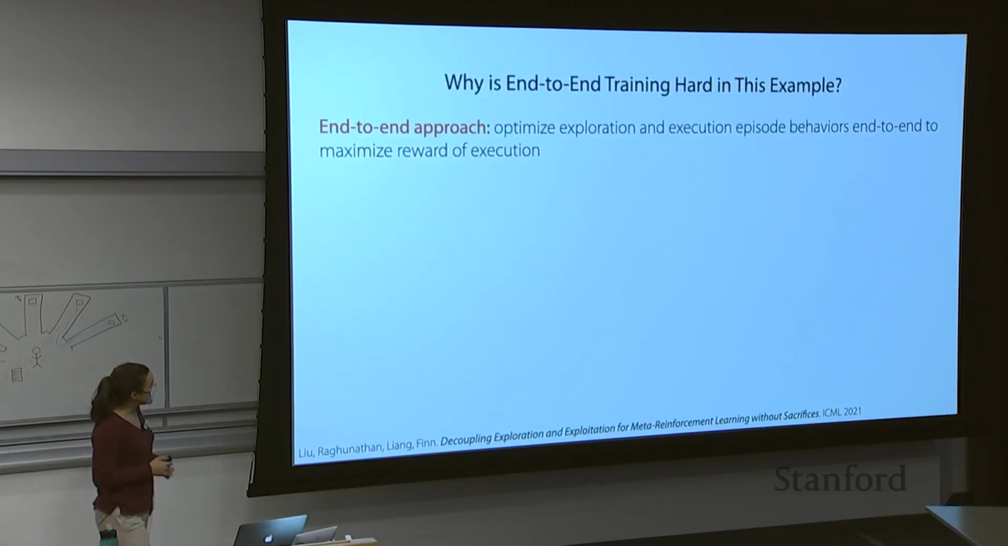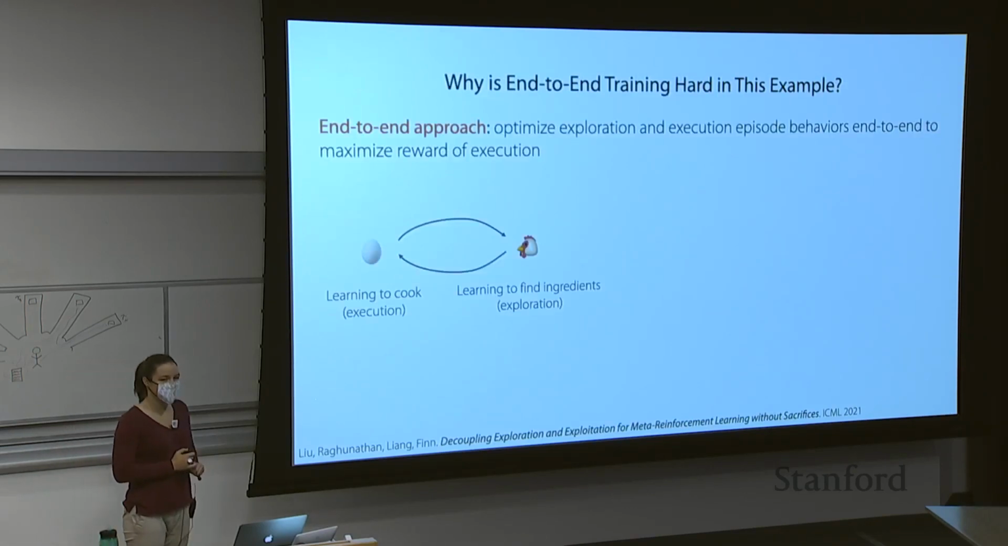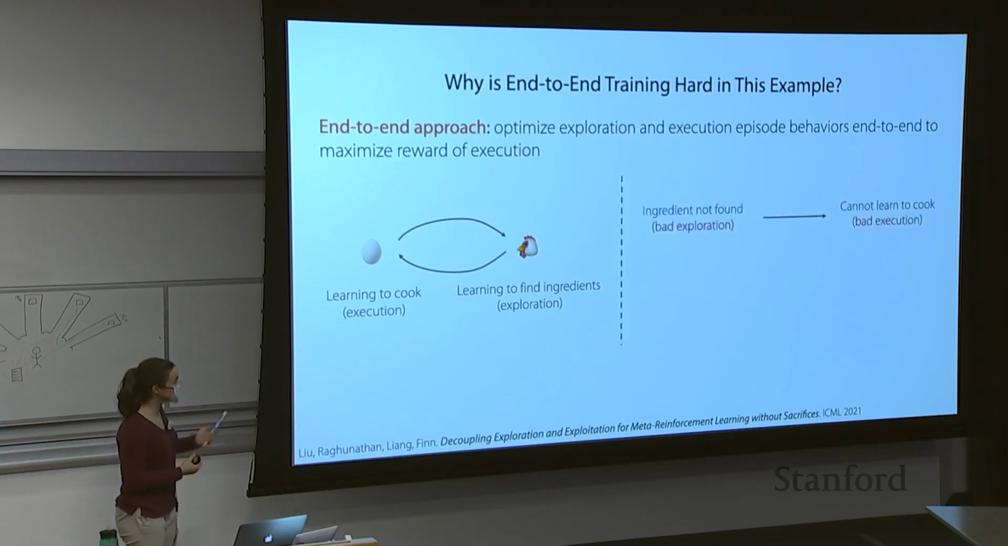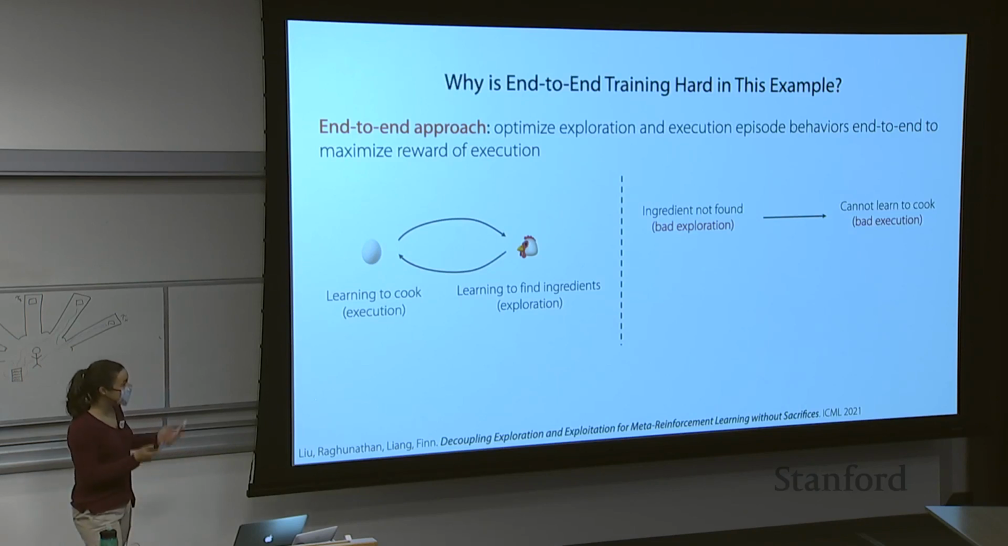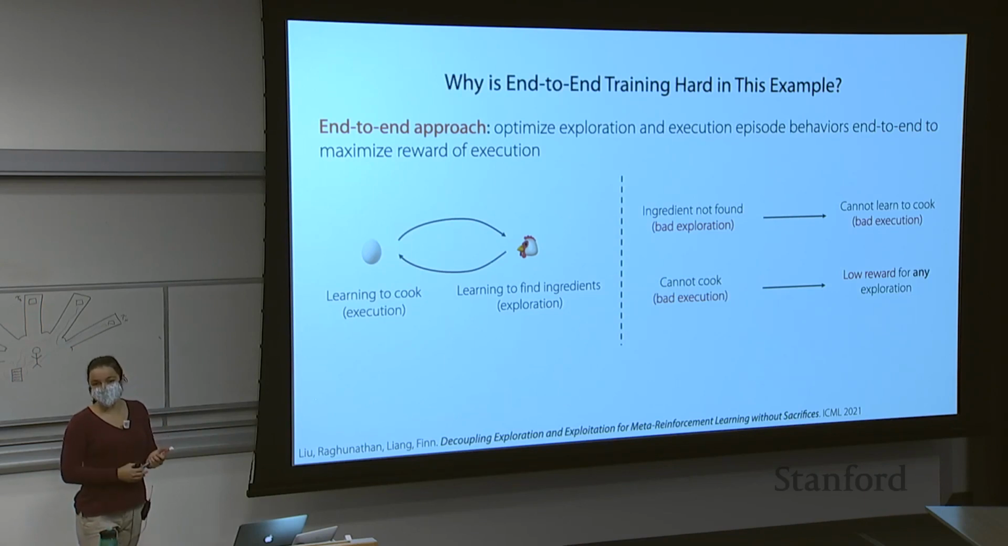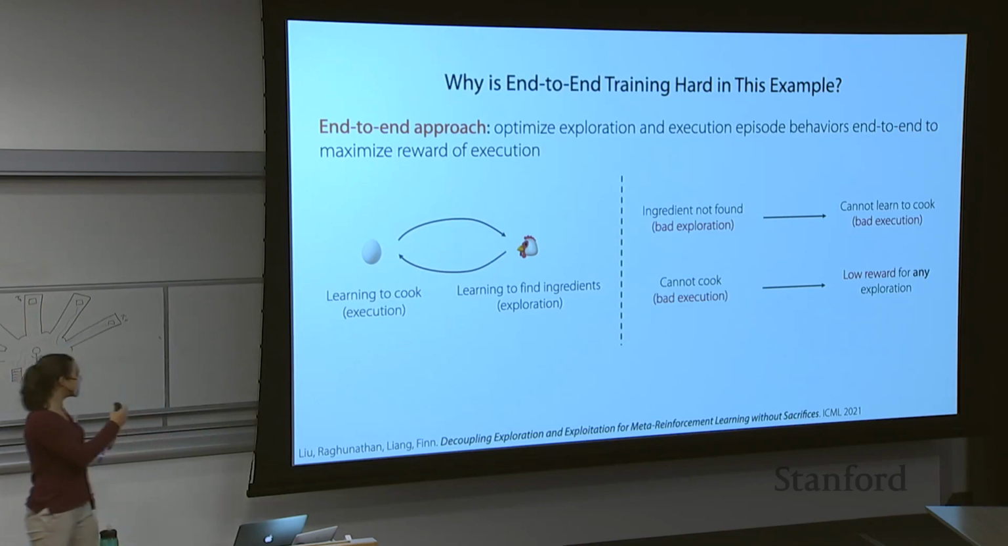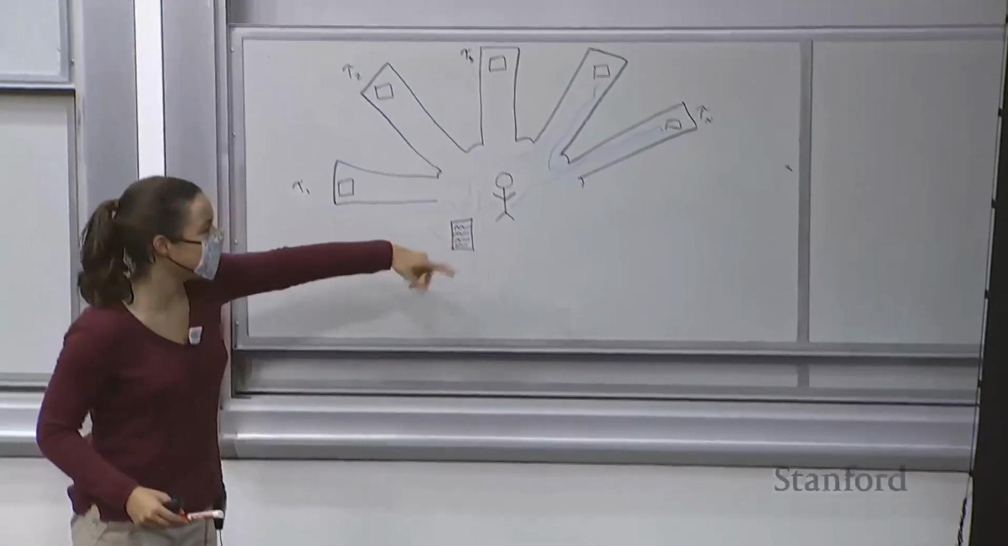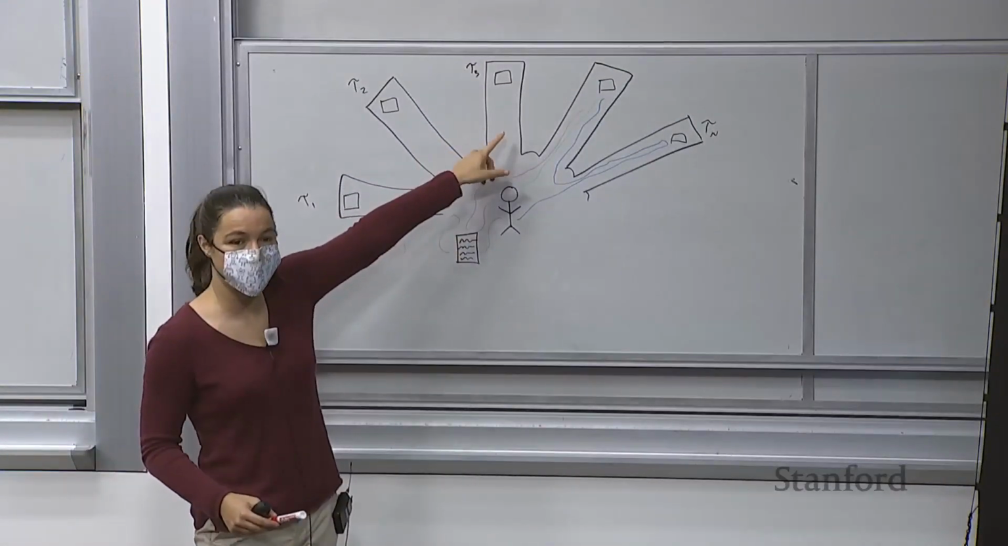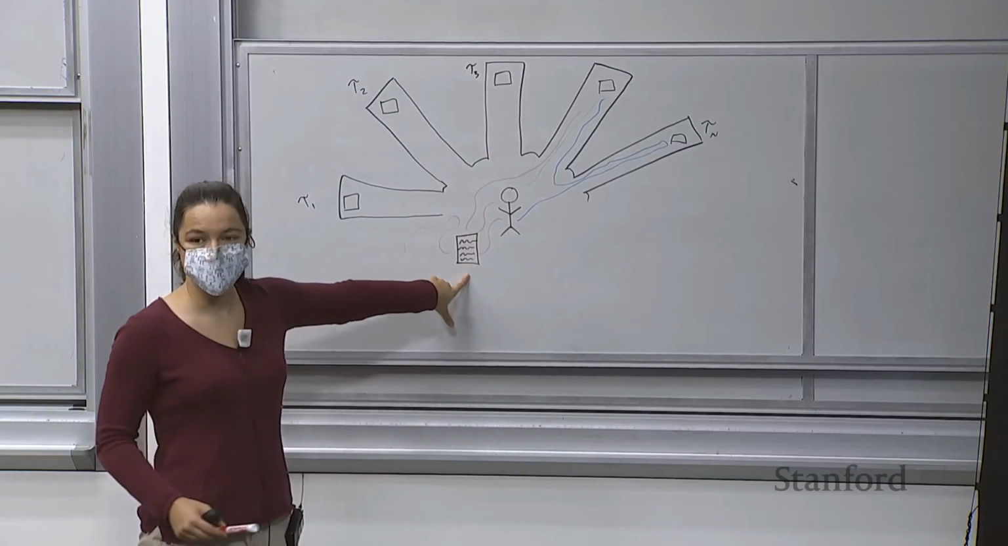One of the things that's difficult about end-to-end optimization is that you have a chicken and egg problem between learning how to explore and learning how to solve the task. If you haven't yet learned how to explore, you don't know how to find ingredients, and if you don't have ingredients, then you can't learn how to cook. Likewise, if you haven't yet learned how to cook, then you're not going to get any reward for finding the ingredients. The second example is just like this case: if you haven't yet learned how to read instructions and go to the correct goal, then you're not going to get any reward for looking at the instructions.